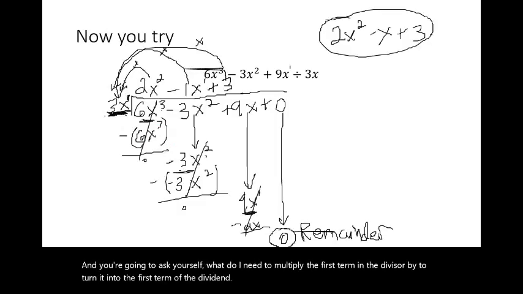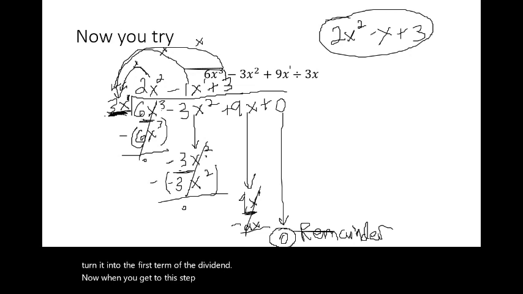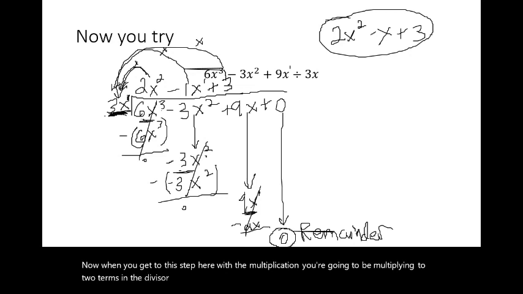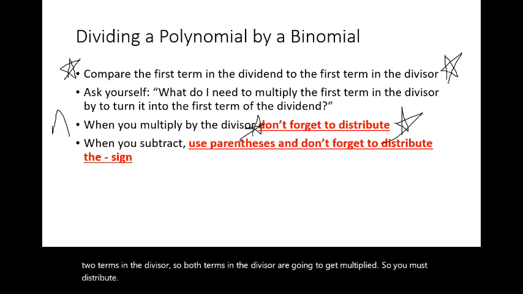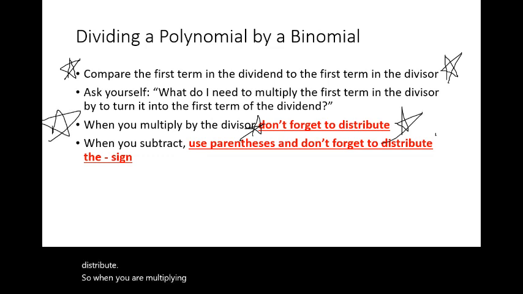Now, when you get to this step here with the multiplication, you're going to be multiplying 2 terms in the divisor. So both terms in the divisor are going to get multiplied, so you must distribute. So when you are multiplying the divisor, don't forget to distribute.